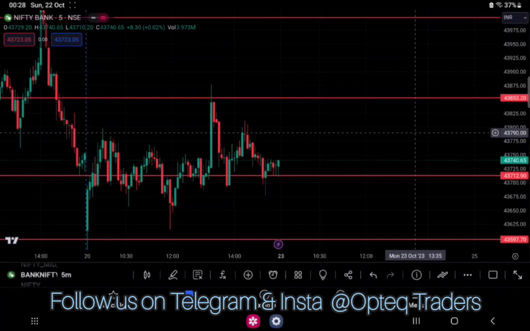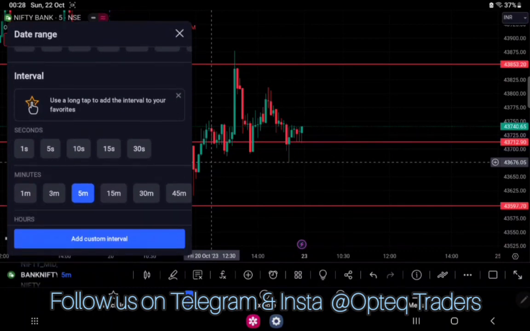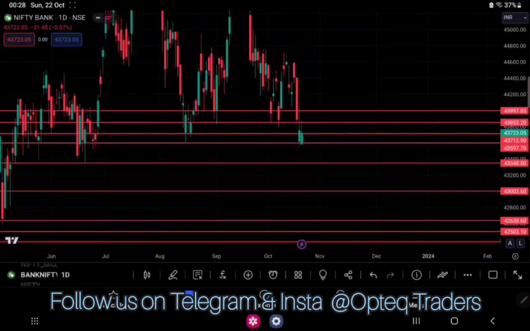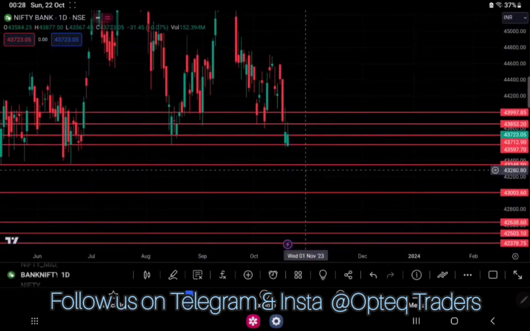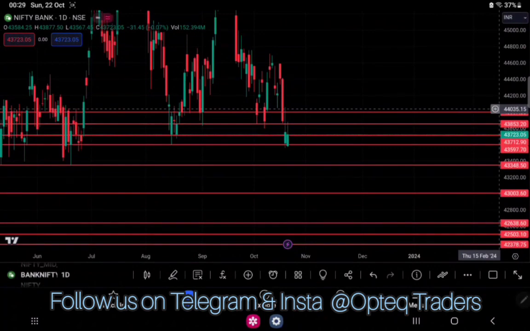Now, what to expect on Monday and for the next week. Let us put the daily chart and analyze what will happen for the next week. On the daily chart, if you see this pattern, this is a nice reversal pattern.